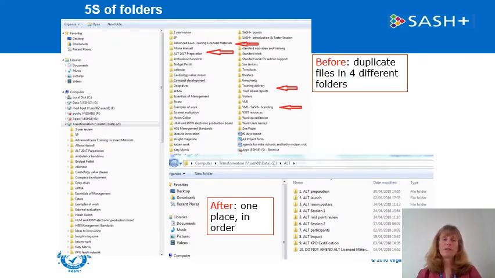You can do 5S of your folders. It doesn't have to be a physical space. So here, this is an example of our own in the KPO team. We have folders that the whole team uses, and they've been used by different people for several years. And we found that we had the same set of folders in 4 different locations. So there were duplicate folders across them. So if anybody was updating a folder, you didn't know where they'd updated them. So after the 5S, they're all in one place in the right order.